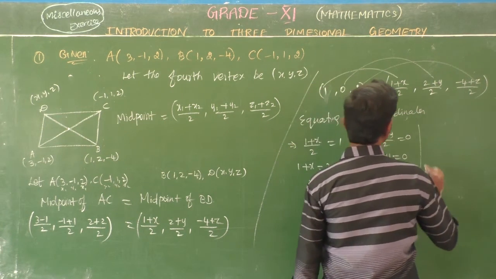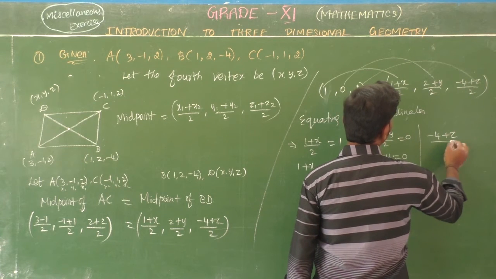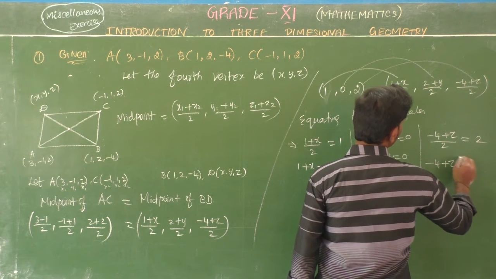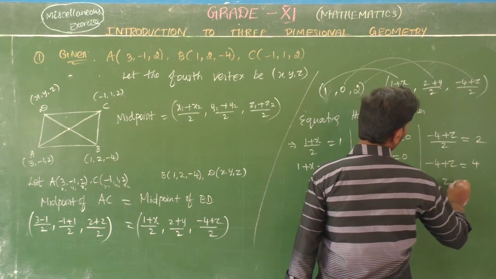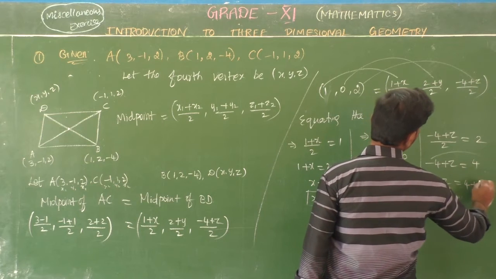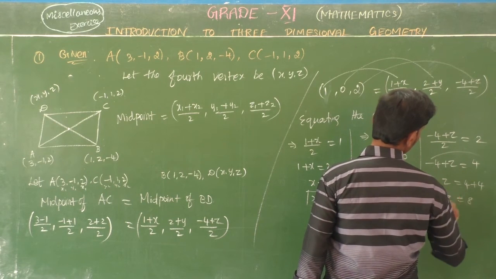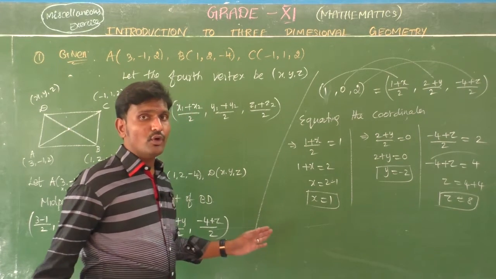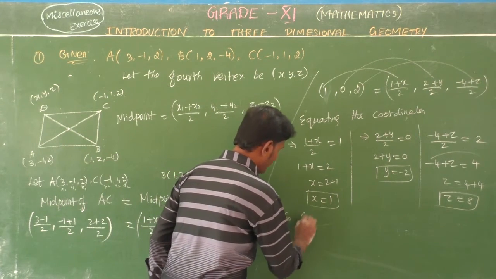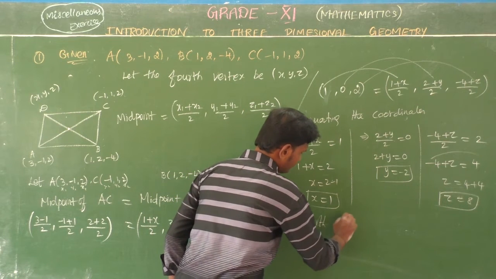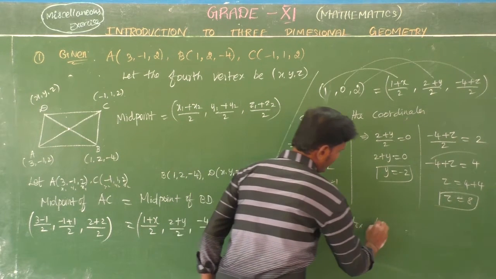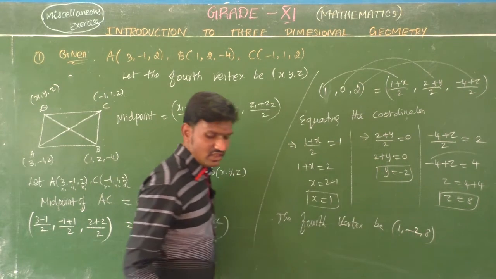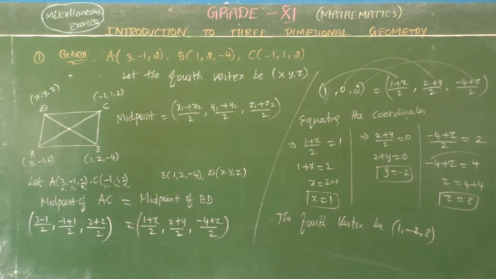Finally the z coordinate is (-4 + z)/2, which is equal to 2. So -4 + z = 2 times 2, which is 4. Now z = 4, moving -4 to that side it will come plus 4. So z = 8. Now what will be your fourth vertex? Therefore the fourth vertex D is (1, -2, 8). So this is the fourth vertex of the parallelogram.